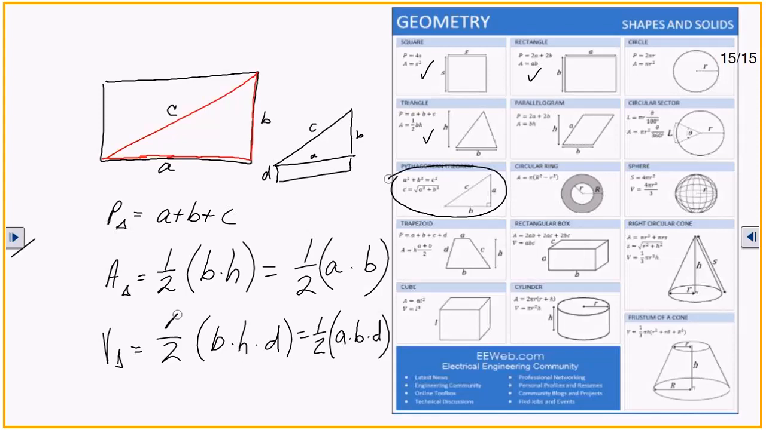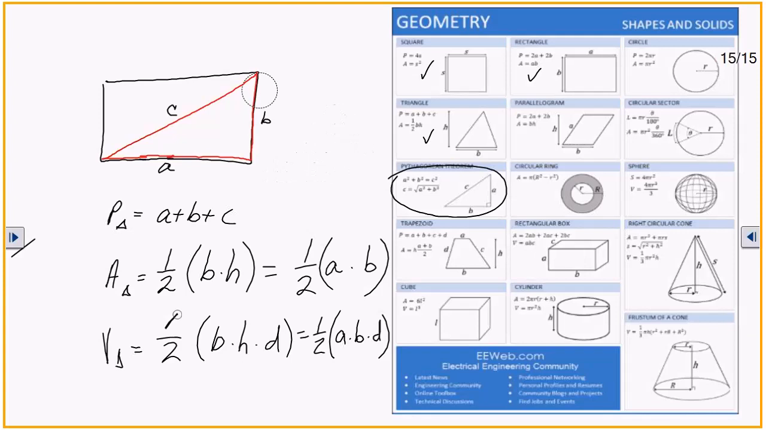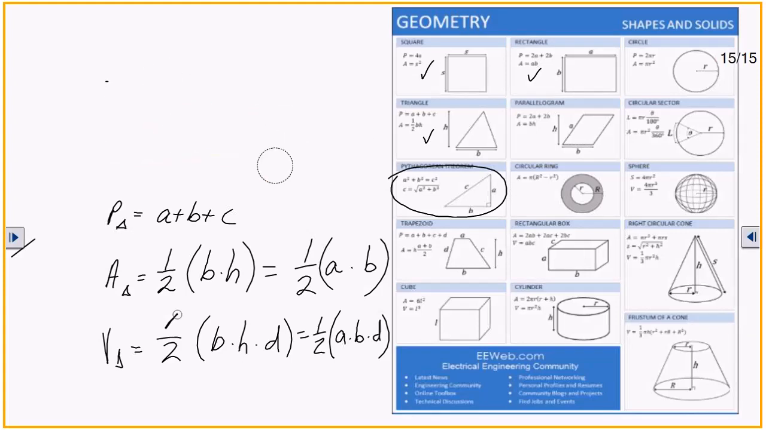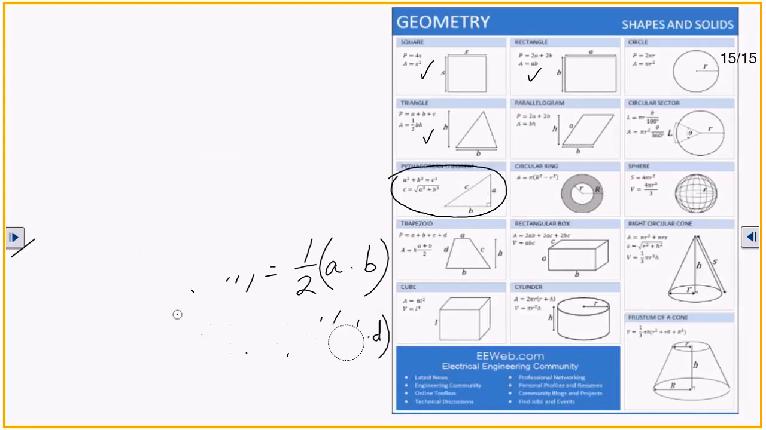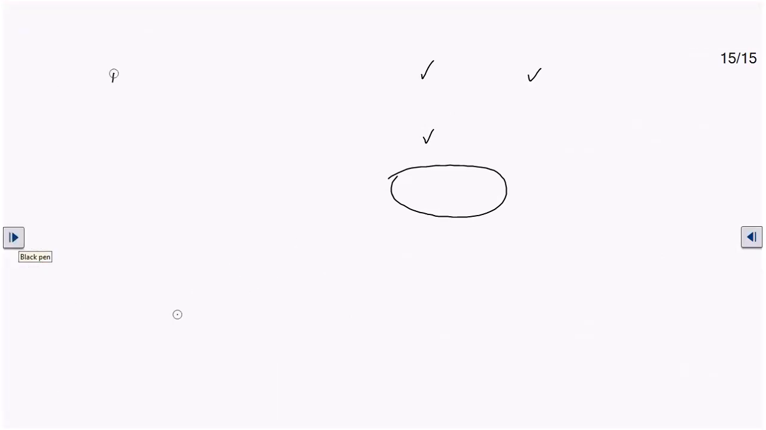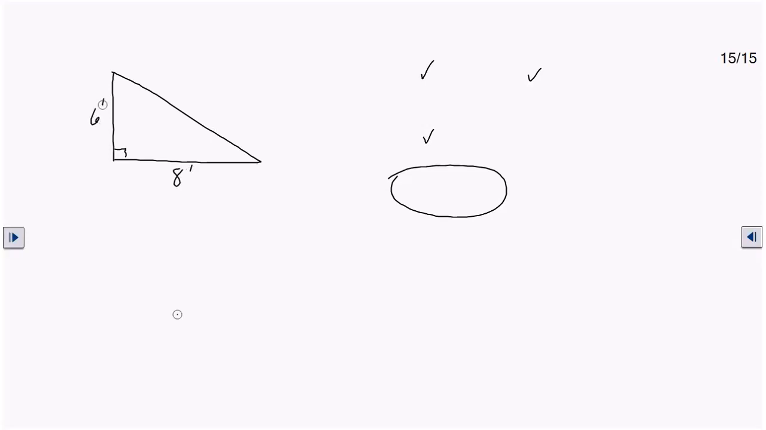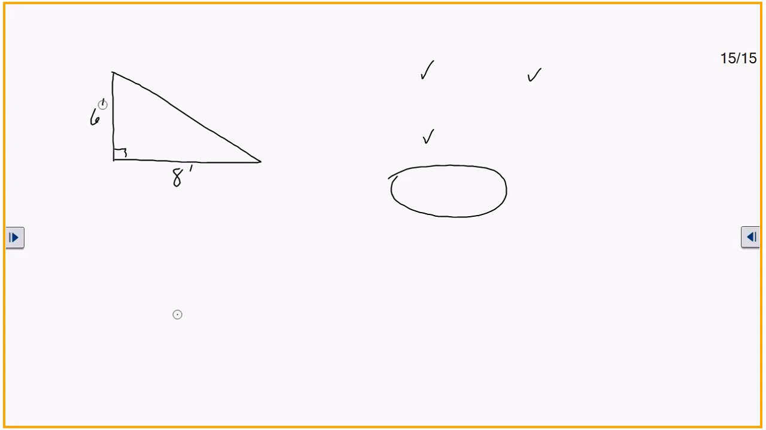Let's say we have, let me erase this over here. Let's say we have a triangle. Let's say we have a triangle, and it's a right triangle, and that's very important. And there's a right triangle, and we've got a side of 8 feet and a height of 6 feet. Then we can plug it into the Pythagorean theorem to find side C.